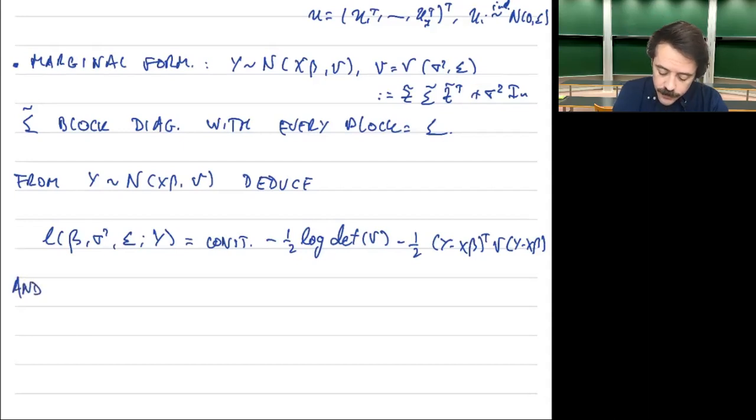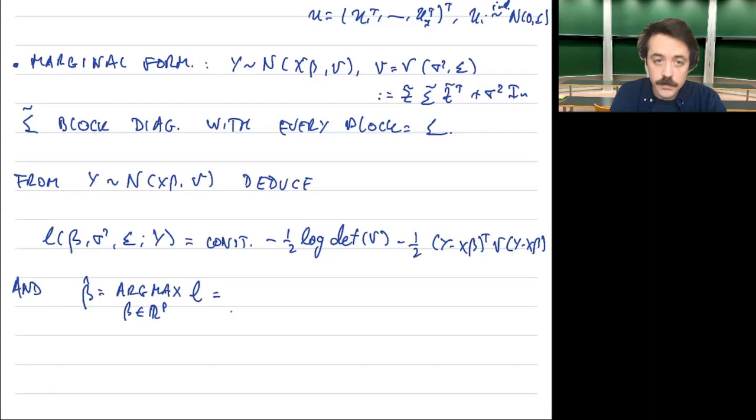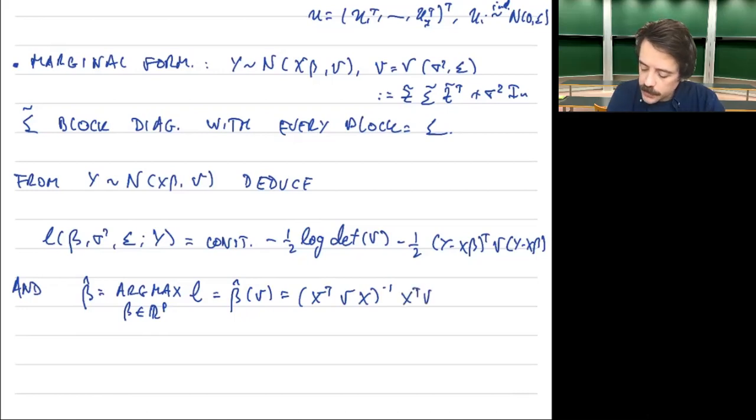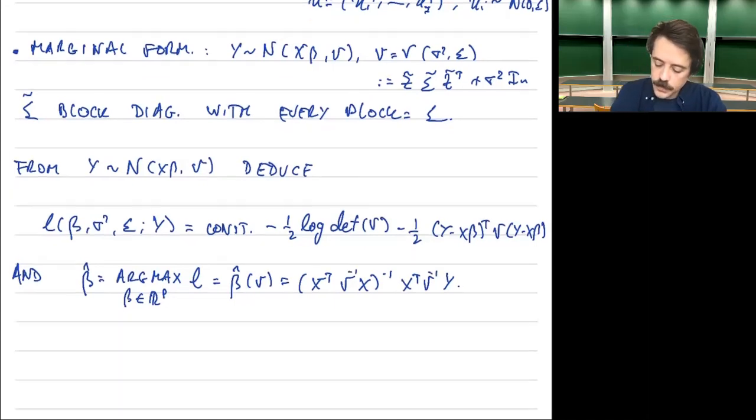And what can we say from this? Well, we can say that the beta hat, which is the maximizer, arg max over R^p of this L, which is going to be a function of the V, is given, by the usual calculations, by this in here. So I think I'm missing a minus 1 here. Okay.